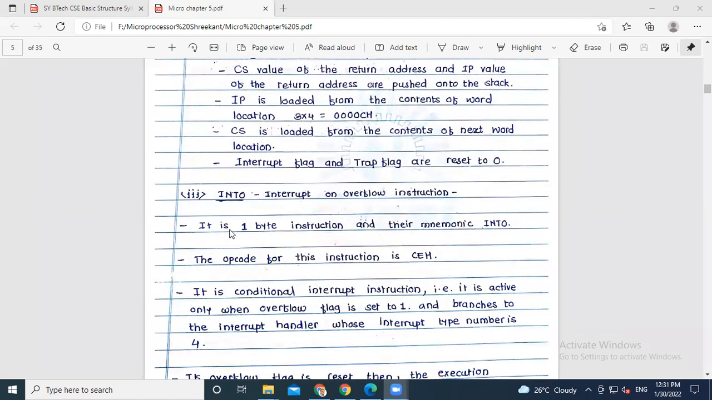Okay. So next one is INTO, which is nothing but what? Interrupt on overflow. INTO means overflow. In this interrupt on overflow instruction, it is a 1 byte instruction, the mnemonic is INTO, interrupt on overflow, and the opcode for this instruction.